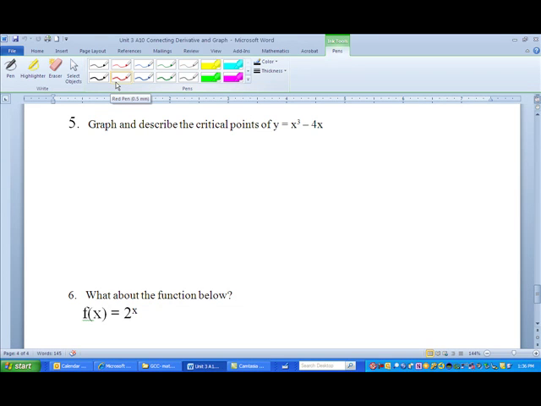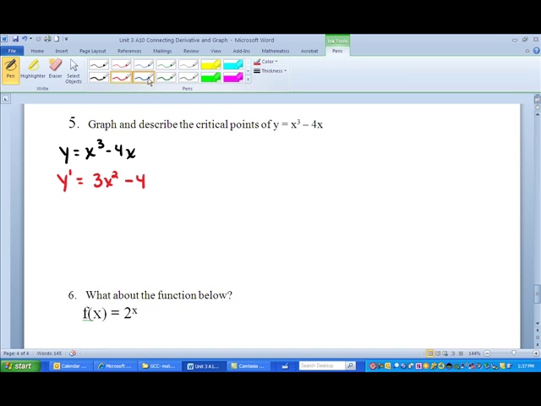To follow up on our discussion regarding how the first derivative and the second derivative connect to the graph of a function, let's do a few examples where we want to find all of the critical points for a given function. Let's use number 5 here, y equals x cubed minus 4x. Let's take the first derivative of that, which would be 3x squared minus 4.